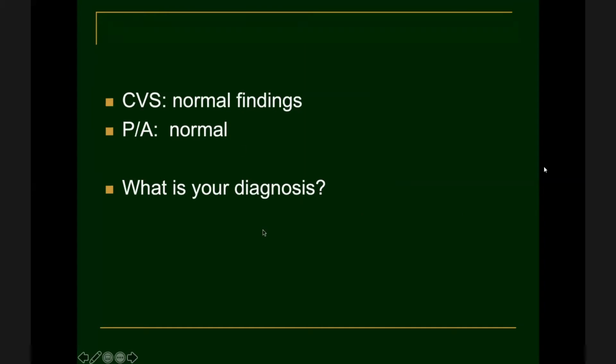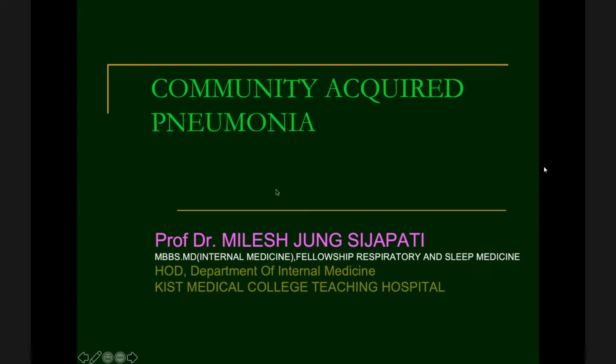Okay, so the CVS and per abdomen are normal findings. So this is the case. We are going to discuss community-acquired pneumonia. We are going to classify the types of pneumonia, look at the definition of pneumonia, go through the etiology, then the investigations and then the treatment regimen for pneumonia.